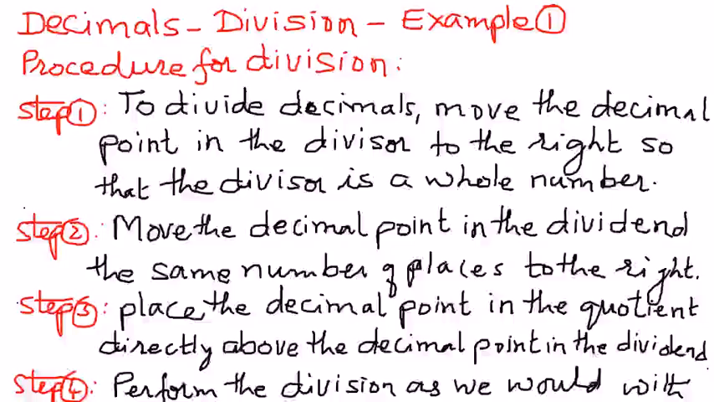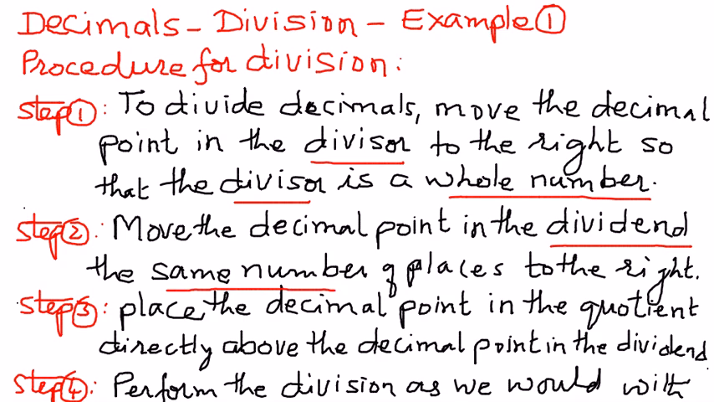To divide decimals, move the decimal point in the divisor to the right so that the divisor is a whole number. So that is an important step we want to have with us. Then the second step is move the decimal point in the dividend the same number of places to the right. So let us underline those steps, and then we will use them as we go.